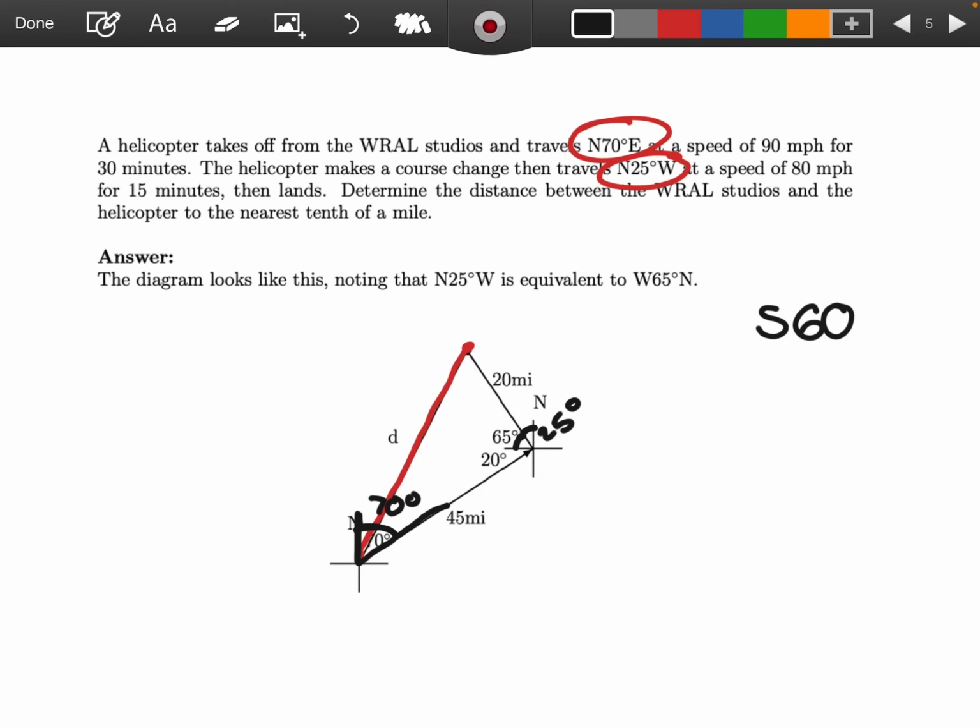So whenever you get something like this, let's say you had south 60 degrees east, that means I would be traveling 60 degrees to the east of due south. So that angle there would be 60 degrees. So whenever you get one of these, you are traveling to that angle to the east or west of due north or due south. Okay. So in this example here, we've got all of these measurements.